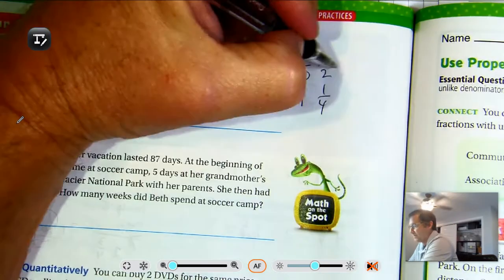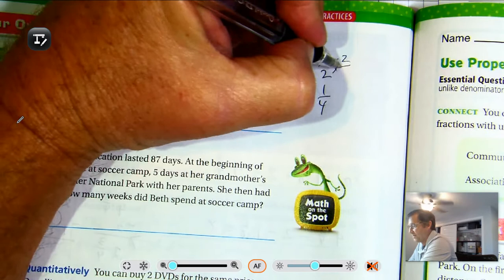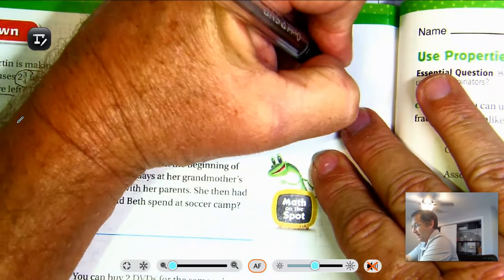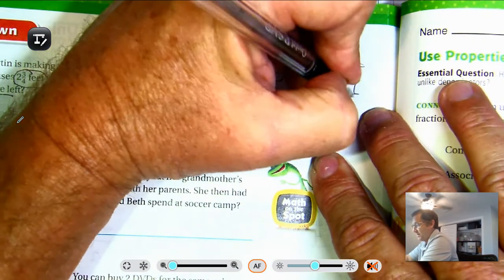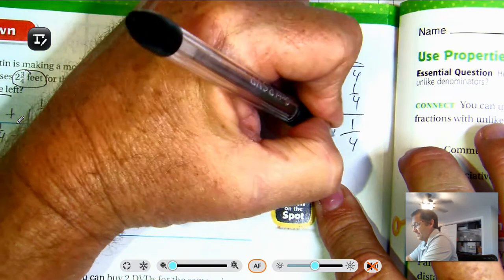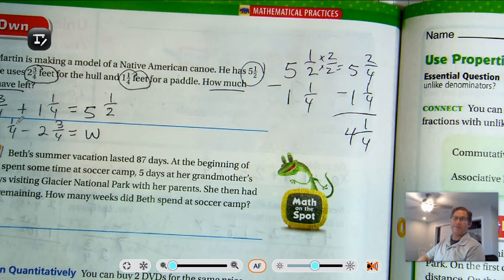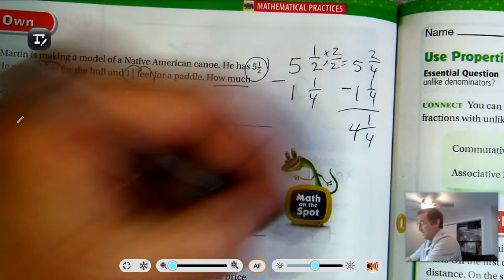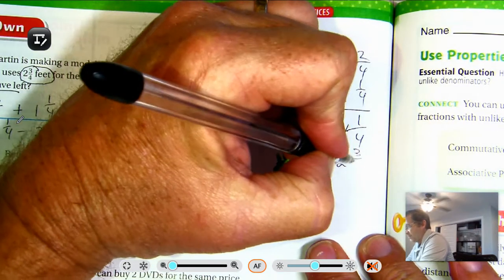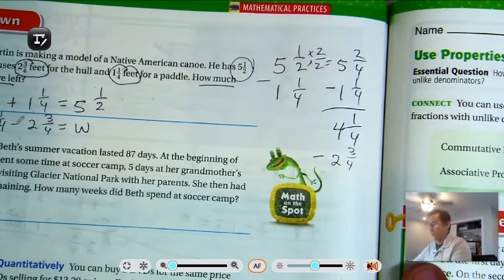All right, I can turn halves into fourths by multiplying by 2. So 5 2/4 minus 1 1/4. So if we subtract the paddle, he'd have 4 1/4 feet left. And then we're going to subtract 2 3/4 feet for the hole.